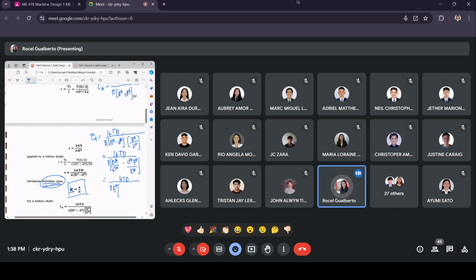The left side we copy, as it is common. For the right side, we distribute and take out the D to the 4th. What is left here will be D to the 4th over D to the 4th minus small letter d to the 4th, then copy over D to the 4th.